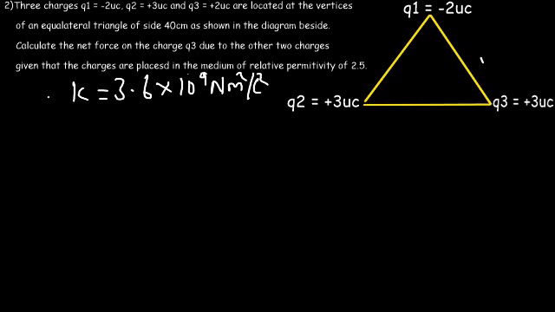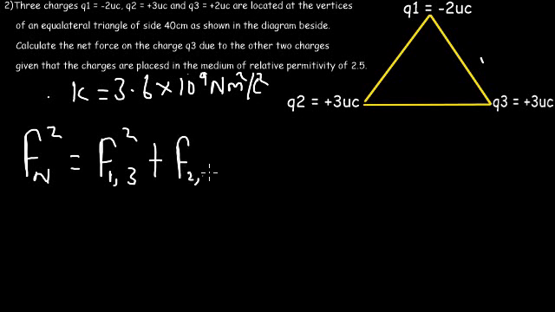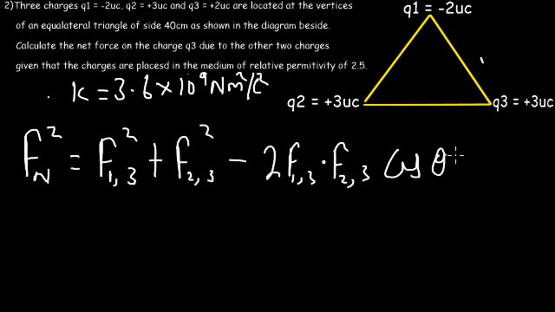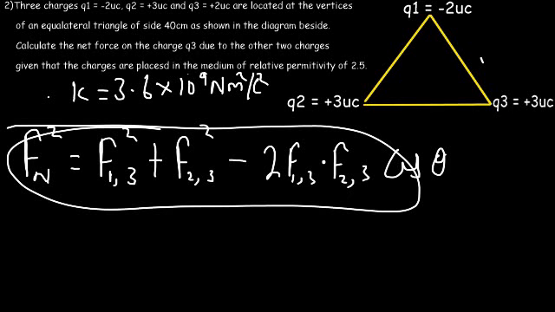Okay. So we know that the net force F sub n squared will be equal to F sub 1,3 squared plus F sub 2,3 squared minus 2 F sub 1,3 times F sub 2,3, multiplied by the cosine of angle theta. You might be wondering why I am using this to find the net force.